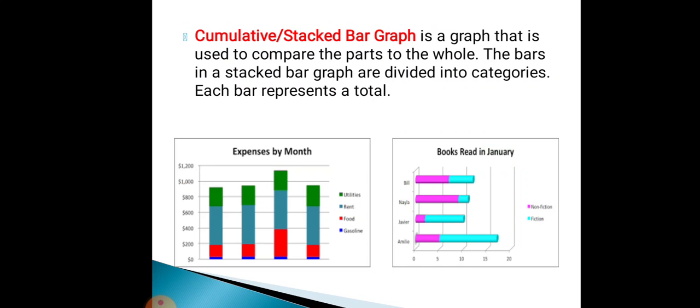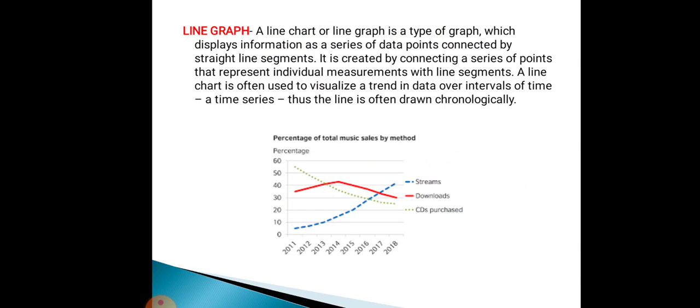Next is the cumulative or the stacked bar graph. It is used to compare the parts to the whole. The bars in a stacked bar graph are divided into categories and each bar represents a total. For example, in the first graph, the expenses on various things like rent, food, etc. have been shown in different colors in each bar, which when taken as a whole represent the expenses of a month.